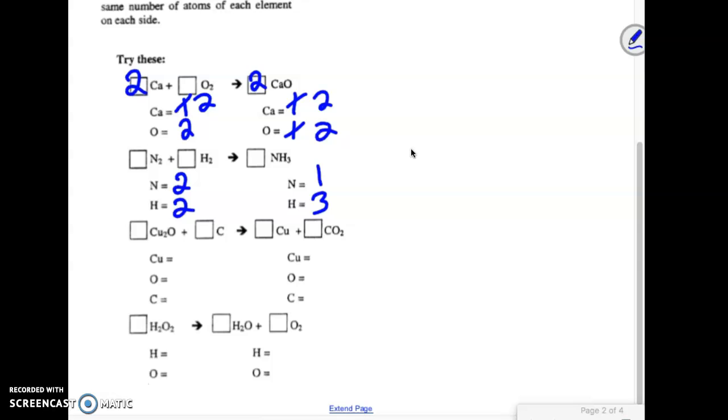So on the reactant side, I have 2 nitrogens. I'm going to have 2 nitrogens over here. But hey, look what happened. That has now changed my hydrogens to be 6. So what number do I have to put in front of hydrogen over here on my reactant side to have 6? And that is a 3. Because 2 times 3 is 6. Now I'm good.